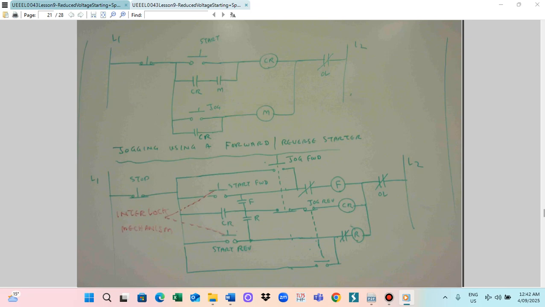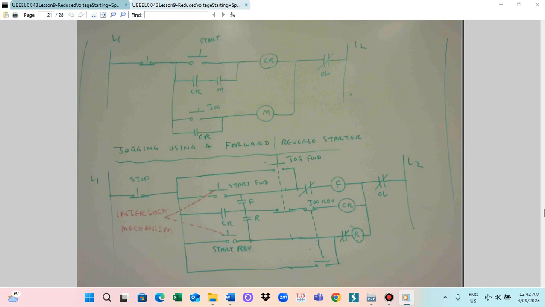And this one is connected to the overload, and then connected to line 2. So line 1 like this, we connect like this. So this is the starting and jogging complete control circuit. When you press the start switch, the control relay will close, and the motor will run.